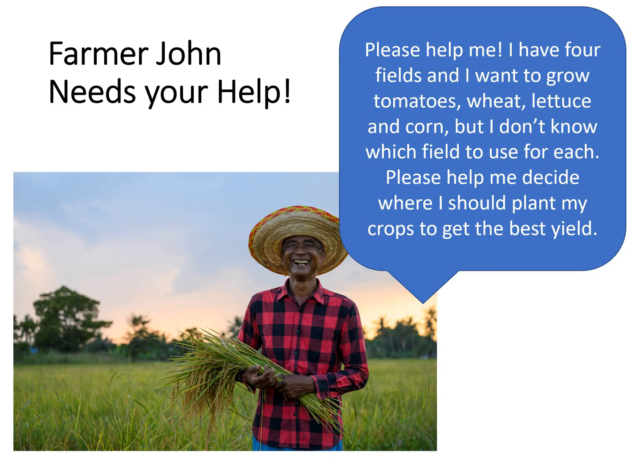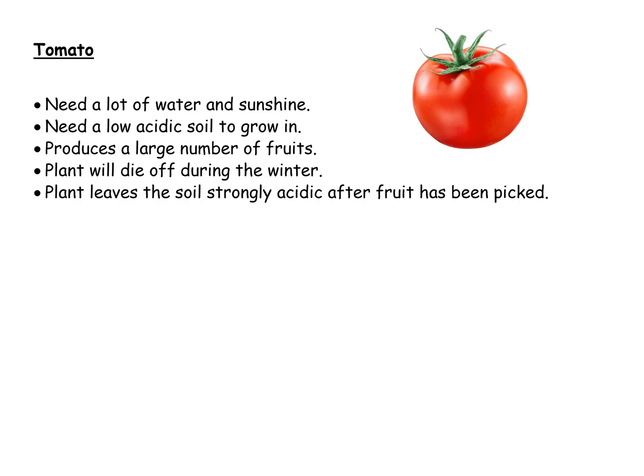So we have Farmer John, and he needs your help. What he said is, please help me. I have 4 fields and I want to grow tomatoes, wheat, lettuce and corn, but I don't know which field to use for each. Please help me decide where I should plant my crops to get the best yield. So you've got some fact sheets in your booklet. I'm going to go through them with you now.